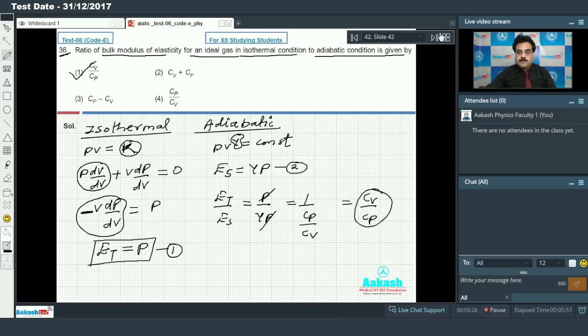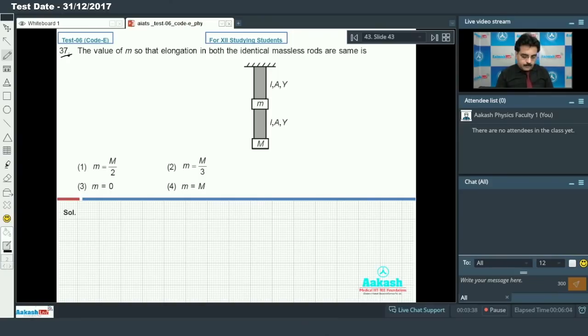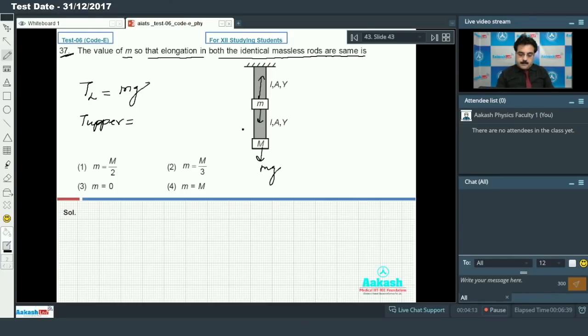So let's move on to question number 37. Now I am going to read question number 37. The value of m so that elongation in both the identical massless rods is the same is. So if I go for the free body diagram and calculate the tension in the lower rod, TL, that is only mg, lower rod. And the tension in the upper part is this mg and this mg.